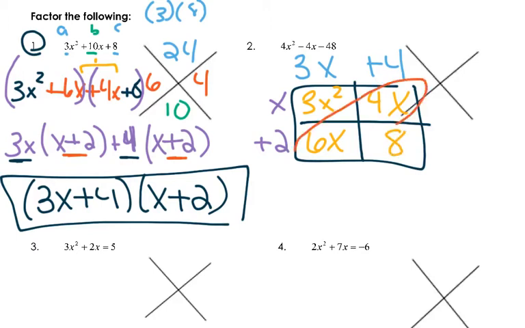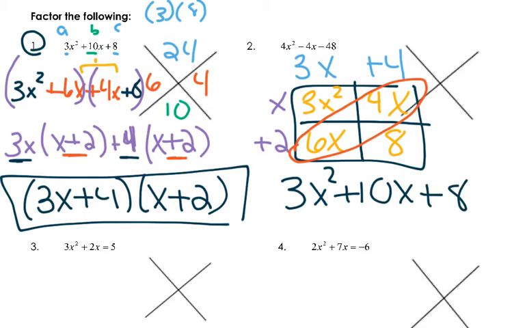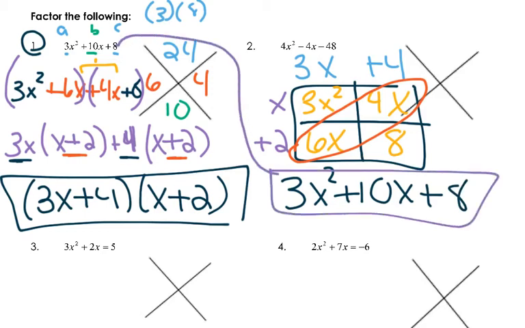And here I have my like terms. They're on my diagonal. And if I copy down the rest, 3x squared, 6x and 4x will give me 10x plus 8. And that is exactly the trinomial that we started with.